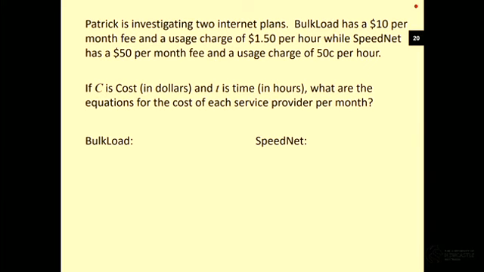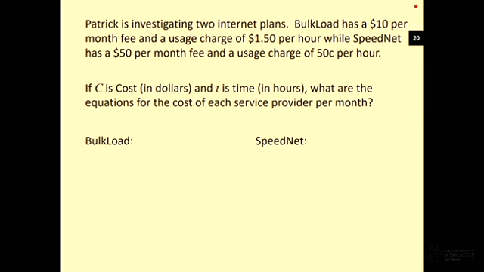Bulk Load has a $10 per month fee and a usage charge of $1.50 per hour. Okay. Well, SpeedNet has a $50 per month fee and a usage charge of 50 cents per hour. So one only charges 10 bucks, but its hourly rate is pretty high. SpeedNet charges a fair amount, 50 bucks, but only charges 50 cents per hour. So there'll be a point at which they're equal to each other. Okay? And the aim is, let's find it.